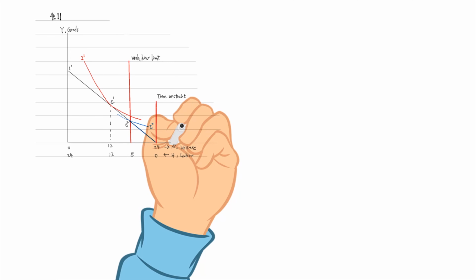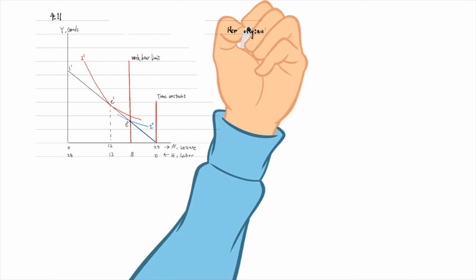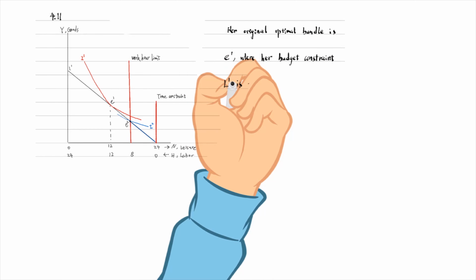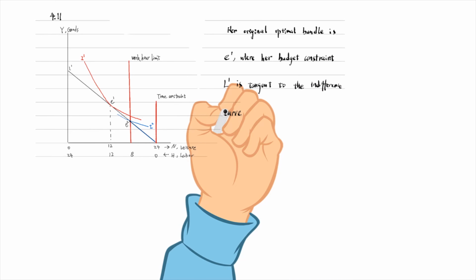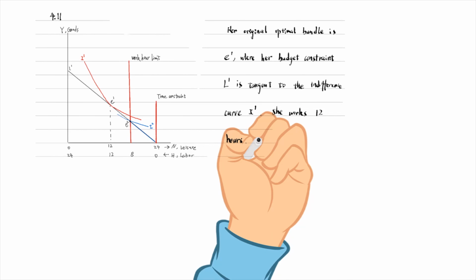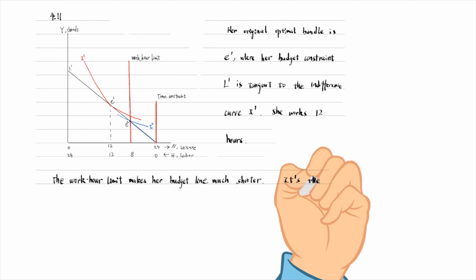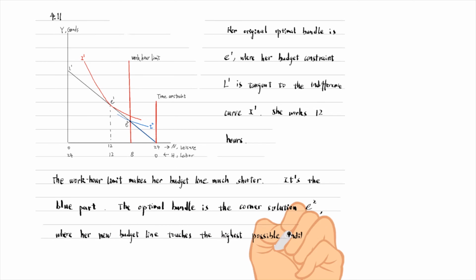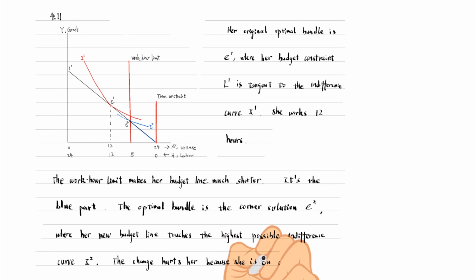We also use the budget constraint indifference curve diagram for leisure-labor choice to analyze the problem. Her original optimal bundle is E1, where her budget constraint L1 is tangent to the indifference curve I1. She works 12 hours per day. The work hour limit makes her budget line much shorter. It is the blue part. The optimal bundle is the corner solution E2, where her new budget line touches the highest possible indifference curve I2. She works 8 hours per day. At bundle E2, she has more leisure but fewer goods than before. The change hurts her because she is on a lower indifference curve.